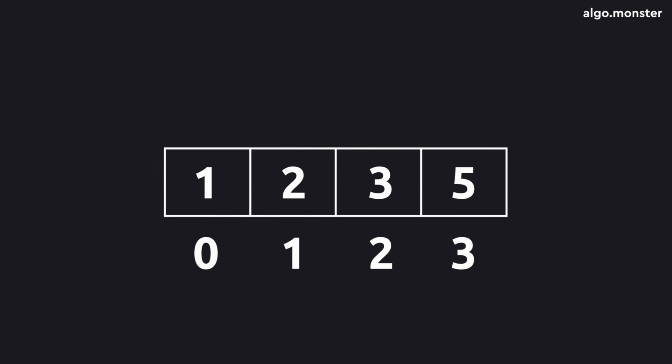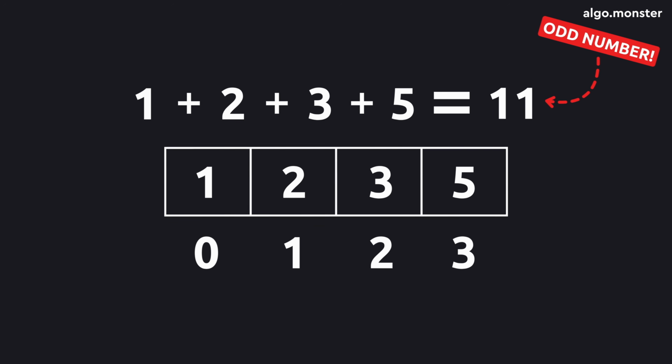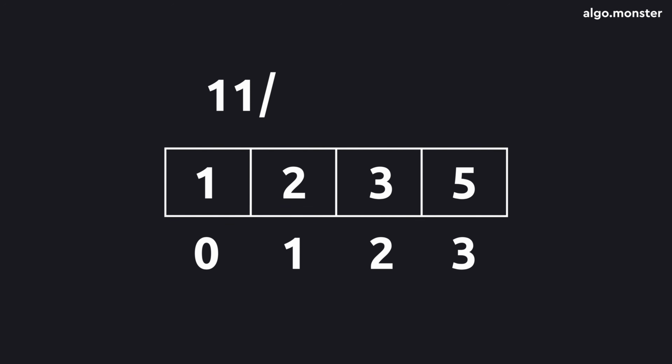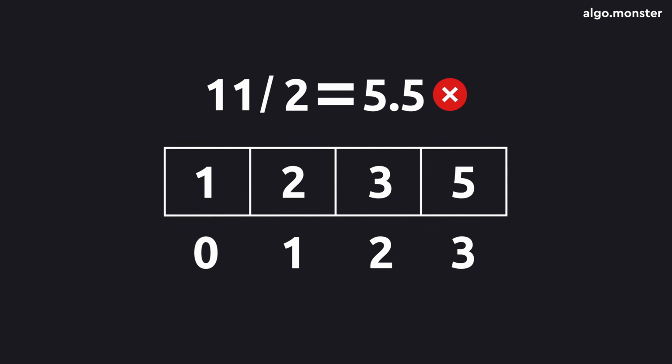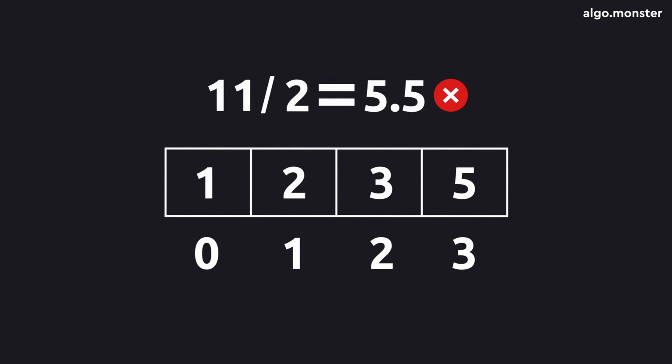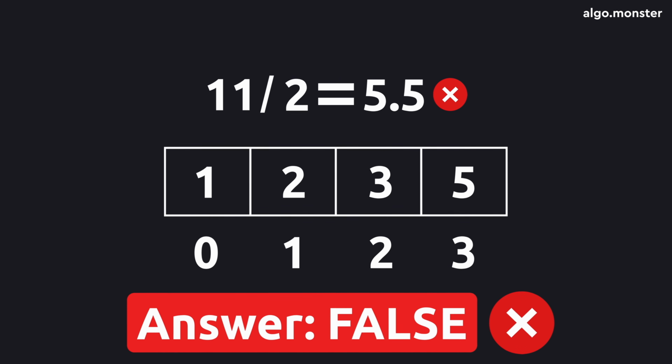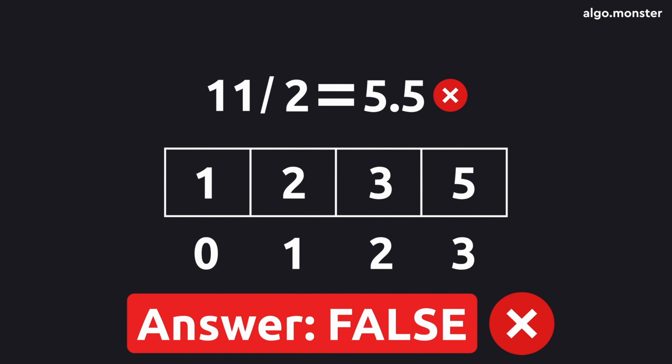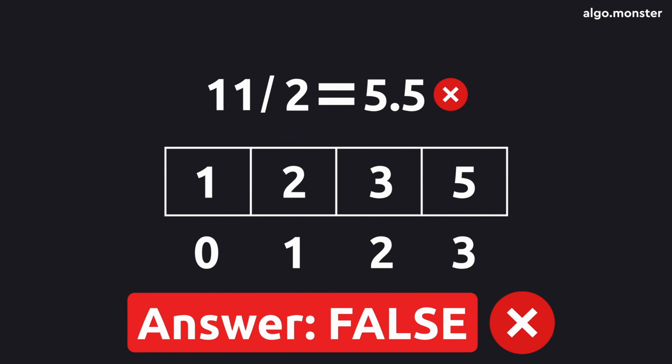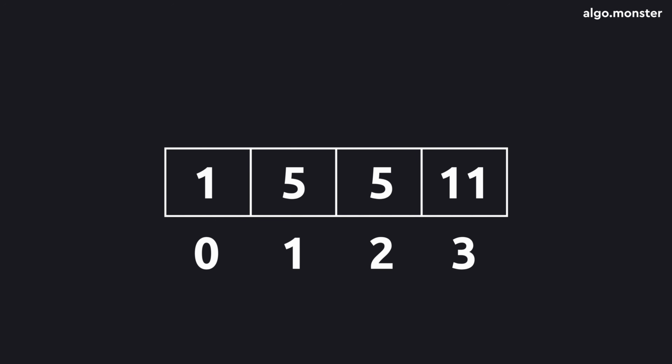Now, another example. The total sum of all elements here is odd. And if it's odd, we can't split it into two equal parts. Half of 11 is 5.5, and we only have integers. So the answer is no, false. And we can see that immediately without checking all combinations. Okay, how do we solve this problem in the general case?